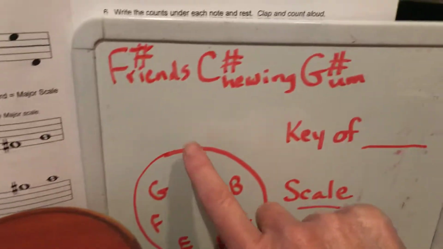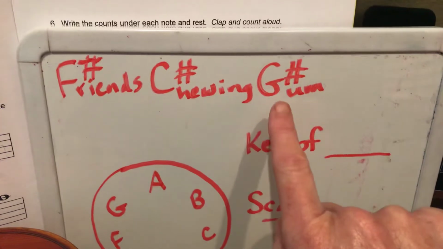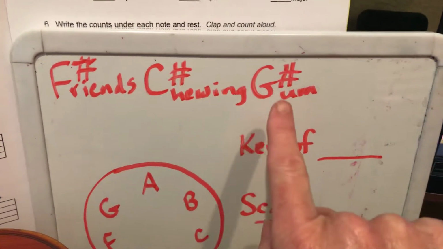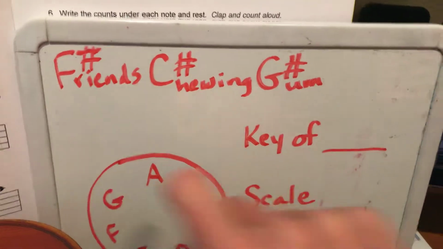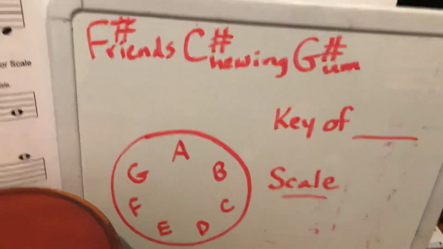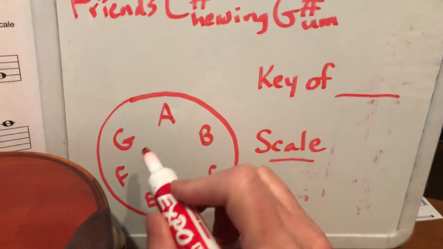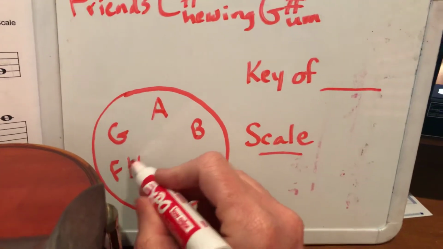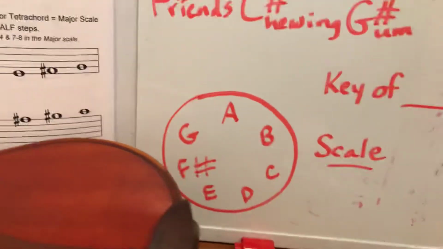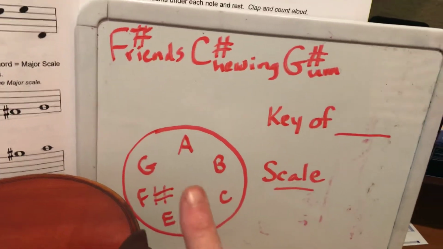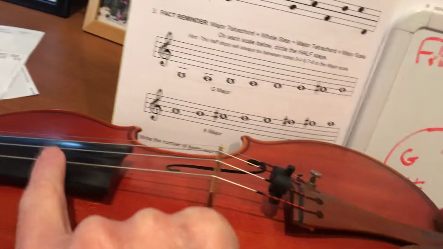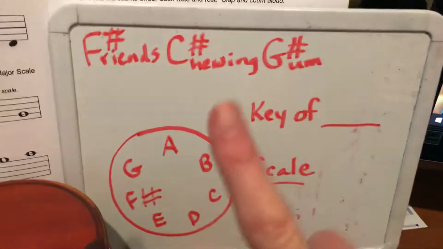And what is the order of sharps? F sharp, C sharp, G sharp. Friends chewing gum. So if you have 1 sharp, it's going to be F sharp. So I'm going to draw that on here for you. I'm going to draw a little sharp. And so we know that if you have 1 sharp, it's an F sharp, and 1 sharp means the key of G. Remember, touch the G string, key of G, 1 sharp, F sharp.